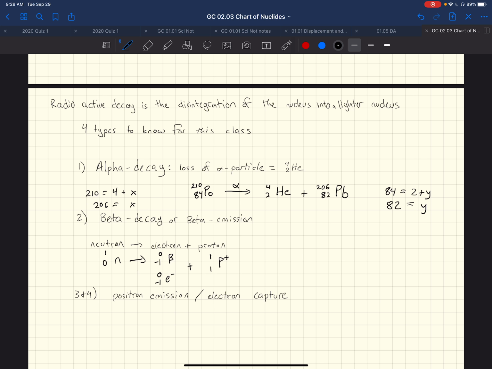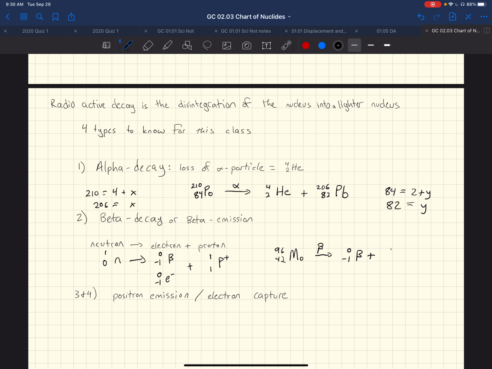All right, so here, let's use this example. So this is molybdenum 96. And that undergoes beta decay, and it loses a beta particle. And when it does that, you'll notice that that does not affect the mass number.